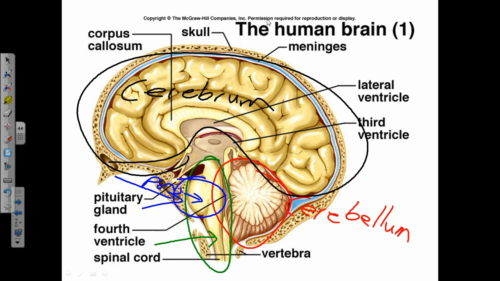A little bit higher up, not part of the brainstem, in this area of the brain right in here is a structure called the thalamus. I think we might have talked about the thalamus in the last one of these.